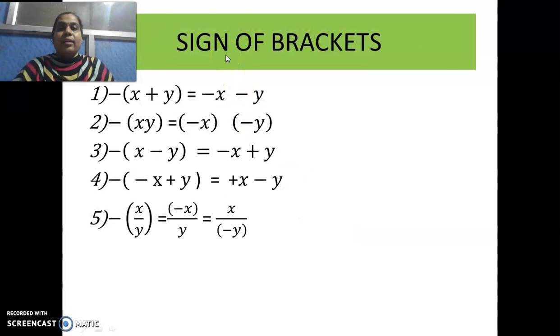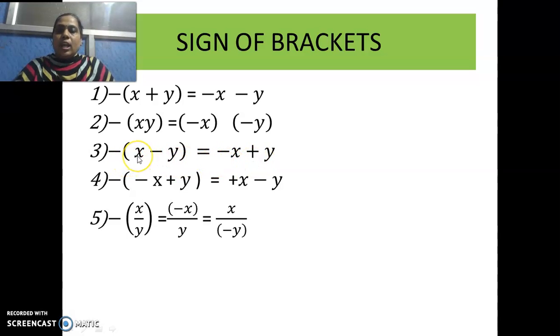Next is bracket expansion, or sign of bracket. We studied it in detail from the 5th standard, but I want to revise it for calculation. X and y are both variables. If there is addition between two variables and a minus sign is outside the bracket, the signs inside the bracket will be changed. That is minus x minus y. If a minus sign is outside the bracket and x into y is inside, then minus x into minus y. Third, minus in bracket x minus y is equal to minus x plus y.